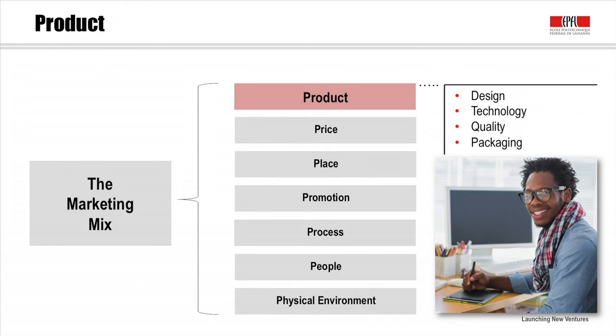The second key element that is of importance here is the product. The product has a number of decision dimensions that you need to think about in your marketing mix. It's about the design, it's about the technology that goes inside, the quality, its packaging, and a couple of others. But these are oftentimes the four most important ones. Of course, these need to fit the overall strategy, meaning your target customers and how they should perceive you and your product vis-a-vis the competition's product.